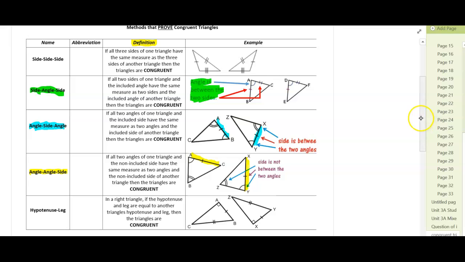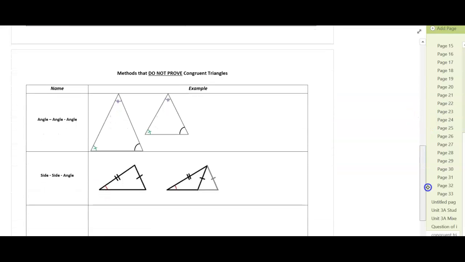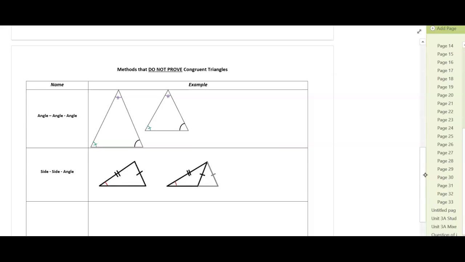And then the 2 ways that do not work that we talked about in the introductory video are angle angle angle and side side angle. So these methods do not work.